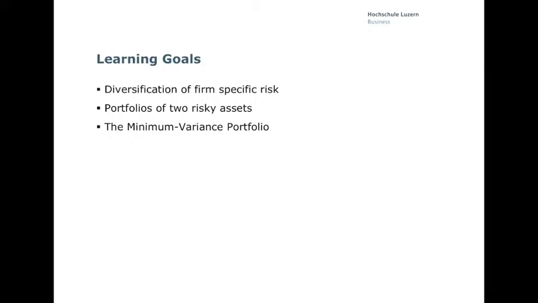The learning goals for Session 3.1 are: you should be able to explain diversification benefits of firm-specific risks, know how to build a portfolio of two risky assets, and compute the minimum variance portfolio.